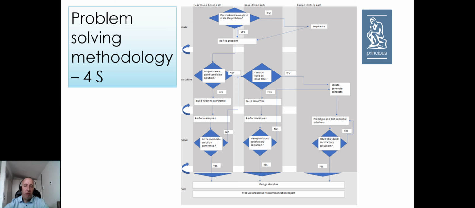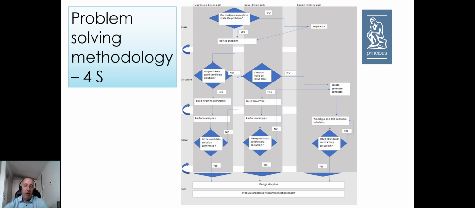The second stage is to structure the problem, of course depending on the path you're on. You can do this with a hypothesis pyramid, with an issue tree, or with ideation based on the solution imperatives. You use the hypothesis pyramid if you are highly confident in the candidate solution. You use the issue tree if you don't have a good candidate solution, but you can decompose the problem. And you use ideation if decomposing the problem is ineffective. This is actually the part where design thinking comes into play.